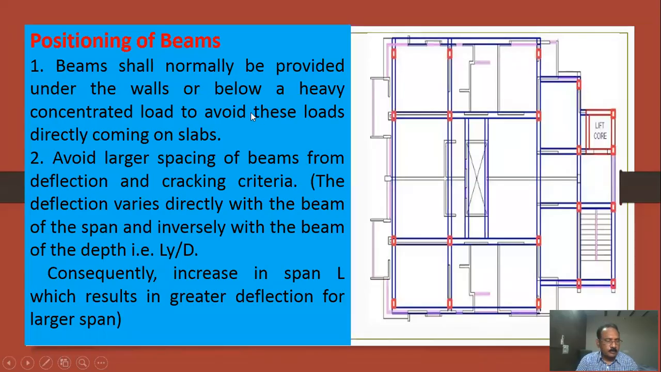The next one is positioning of the beams. In structural planning, first we studied foundations, then columns. According to the columns, your foundation will be there. We studied columns. Then what is the next element? Beams. Beam plan. How are we going to give beams?